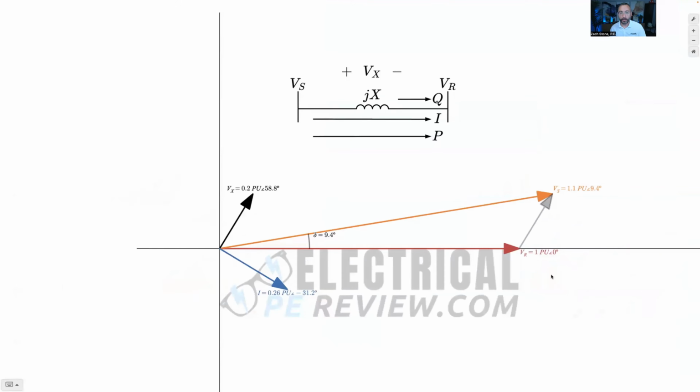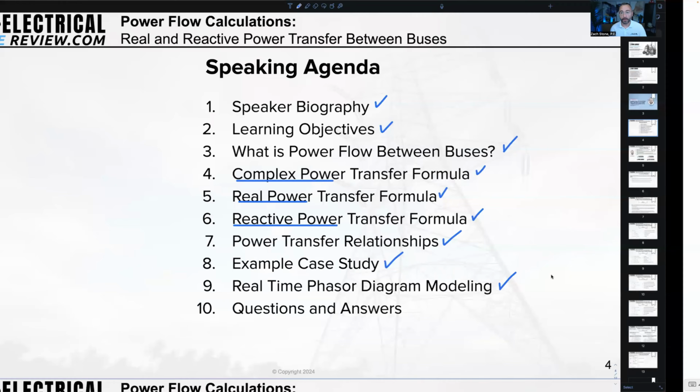Can you guys tell me, can you see this on screen? Do you see the phasor diagrams on your screen? Yes, beautiful.